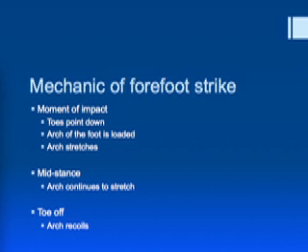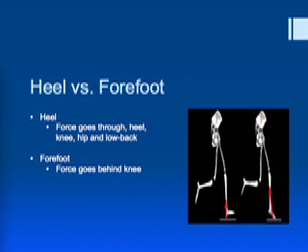So what we're now going to look at is maybe some forces and how force is distributed in the two different strikes, the heel strike and the forefoot strike. So heel versus forefoot. What we have here on the right hand side is a small diagram with a red arrow on it. Obviously the first diagram is of a heel strike, and the second diagram is of a forefoot strike. What the red arrow represents is the direction of the force on impact.